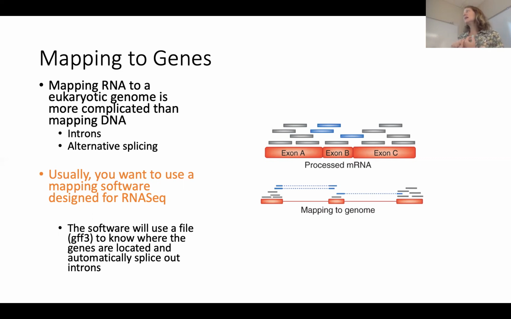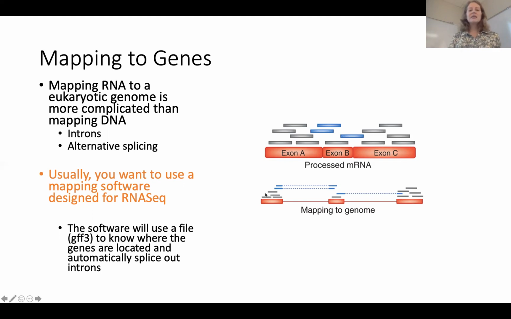So the first thing you're going to do to combat this is pick a read mapper specifically meant for RNA-seq. Don't pick a read mapper like BWA. It's looking for DNA because it's not going to be designed to take into account introns and alternative splicing. It'll probably work sometimes, but it won't be as good as a mapper meant for RNA-seq. And the software will actually be able to take a file, a GFF3 file, which we're going to talk about in just a minute, to know where the genes are located and to automatically splice out the introns.